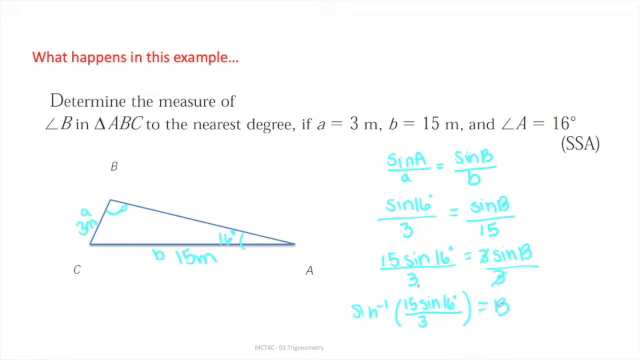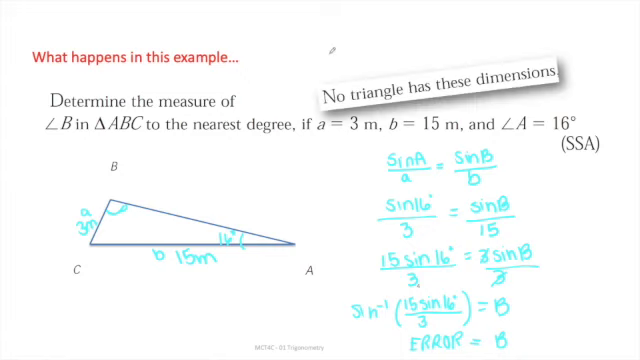When you plug that in on your calculator, you should get the inverse sine of about 1.378. But then when you take that inverse sine, you should get something that says error. So what that means is that this triangle has no dimensions and it actually can't exist. So no triangle can actually be drawn with an angle A of 16 degrees, a side A of 3 meters, and a side B of 15.